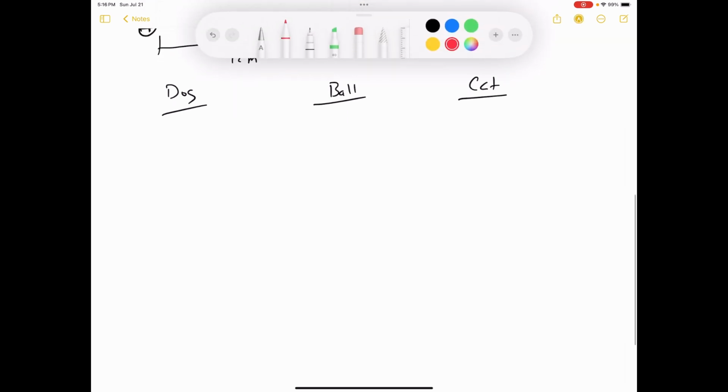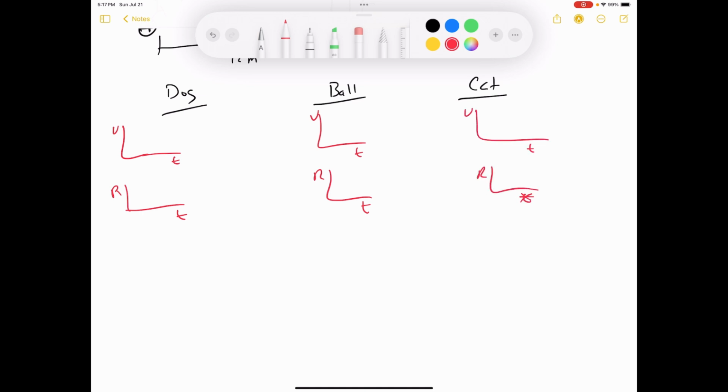So I would be like, okay, so here's the dog. So I need my velocity versus time, maybe acceleration versus time. Maybe I want my position. Maybe I'll use R for position. Position versus time. And then same for a ball. I want my velocity versus time, my position versus time, and maybe the same thing for the cat too. Velocity versus time, position versus time.